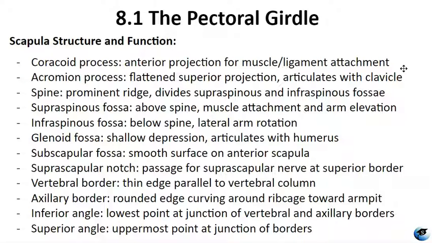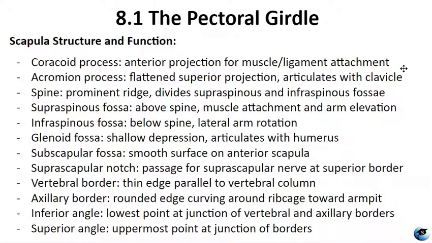and these areas are where muscles attach to help lift and rotate your arm. The glenoid fossa is a shallow area where your upper arm bone fits, and this allows your arm to move in many directions. The scapula also has a smooth area called the subscapular fossa on the front, which helps muscles move your arm. At the top of the scapula is the suprascapular notch, which lets a nerve pass through to reach your shoulder muscles.